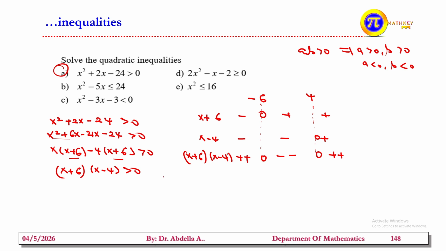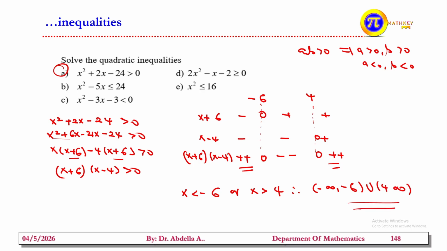What we want to find is the values which are greater than 0, which means positive values. This is positive. Here is also positive values. It doesn't include 0. Therefore, the value of x is less than negative 6, or you can say x is greater than 4. If you want to express it in interval form, this becomes negative infinity to negative 6, union, or means union, 4 to positive infinity. We can express it in this way. This is the solution for the first one.